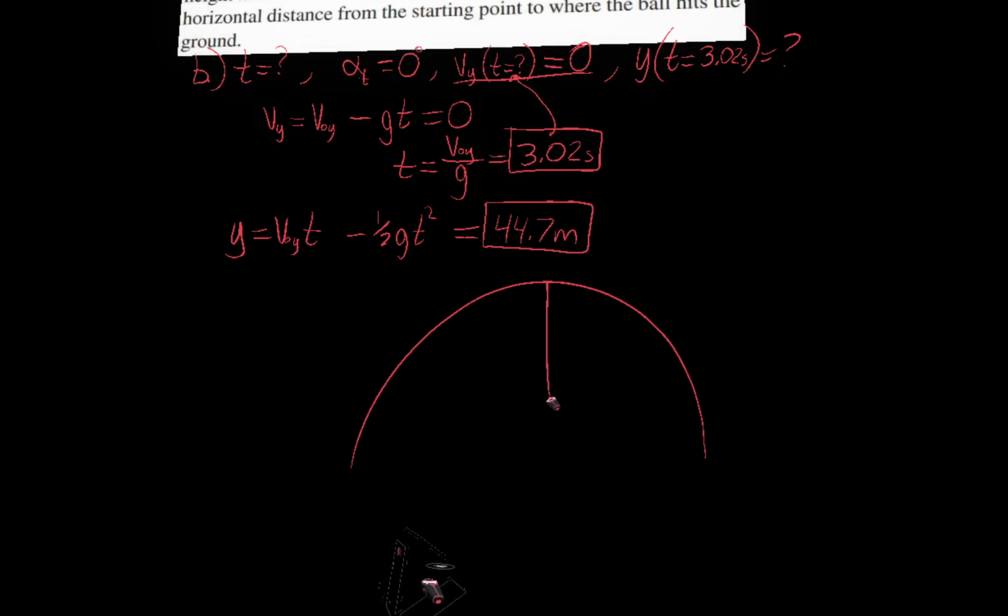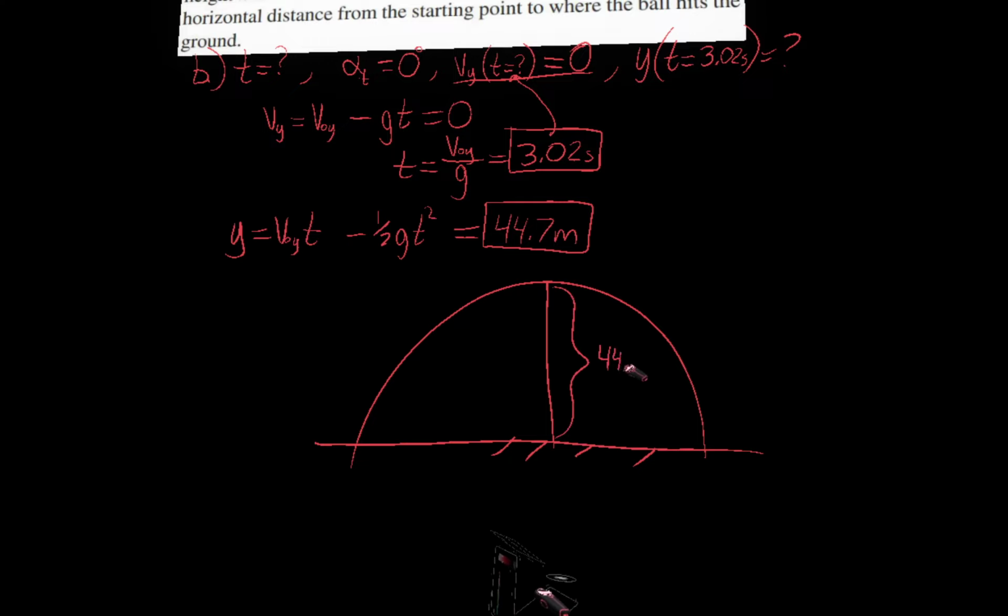this height from here to the ground, this distance we just found, is 44.7 meters. And the time at this point is 3.02 seconds. So we're starting to fill out the whole picture here. And all we were given, remember, was two pieces of information: the magnitude of velocity that it was hit at, and the angle with the horizontal. It's kind of remarkable.